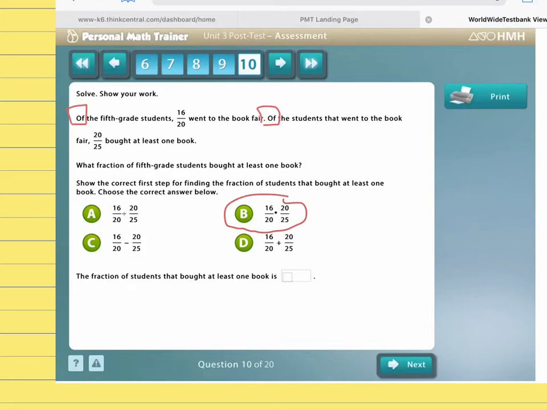Now we just solve it. Well, what I like about this a lot is I see on the diagonal here 20/20ths, so I can just simplify that by dividing 20 and 20 by 20, giving me 1 and 1. So this problem turns out to be fairly simple. It is 16 over 25. So 16/25ths of the students bought a book at the book fair. Always look for the slash dash or simplification before you multiply.